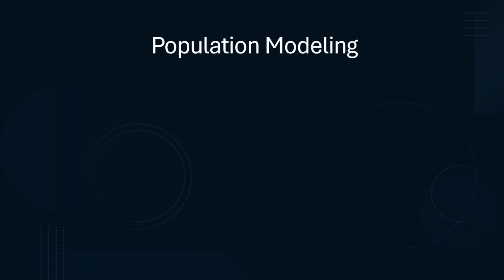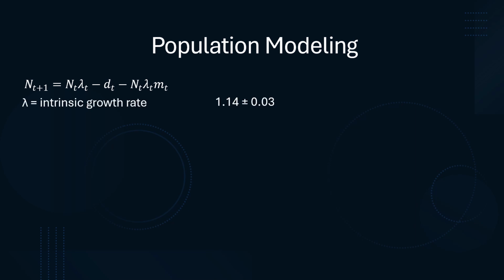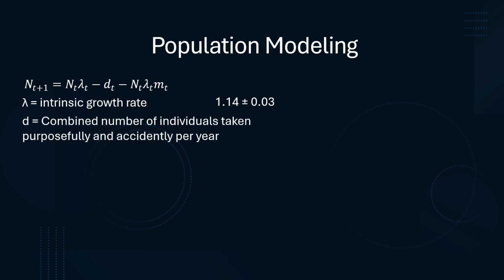The model they used is this one here. In this equation, lambda is the annual intrinsic growth rate, which is the maximum rate a population can grow when there are no limiting factors, which they found to be 1.4 with a standard deviation of 0.03. D is the combined number of individuals that were taken purposefully or accidentally per year. M is the coefficient of additional mortalities, which covers things like poaching and disease, which was found to be 0.1 with a standard deviation of 0.03.